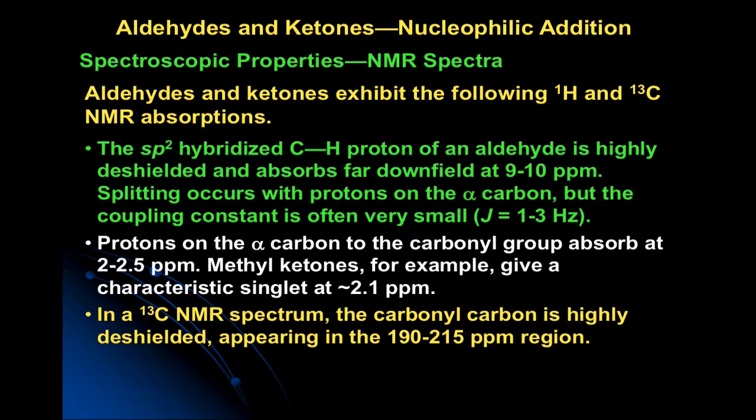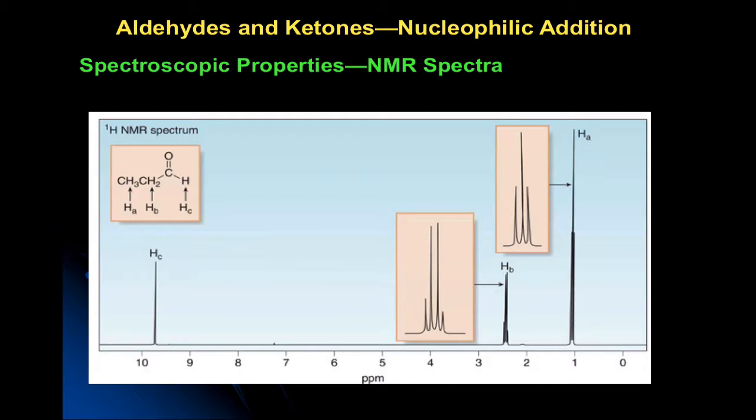NMR spectra, I'm not going to show all of this. You can read that for yourself. But if you look at the spectrum for this molecule, we should see 3 distinct hydrogen regions, and we do, right? This is a triplet because it's got 2 neighbors. This looks like a quartet because it has these 3 neighbors.